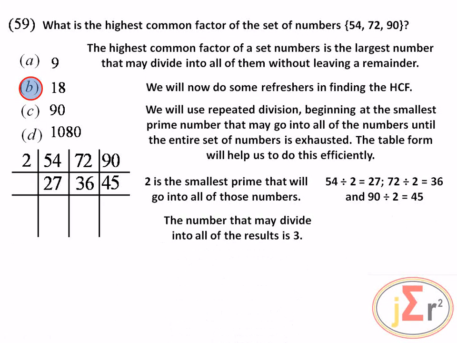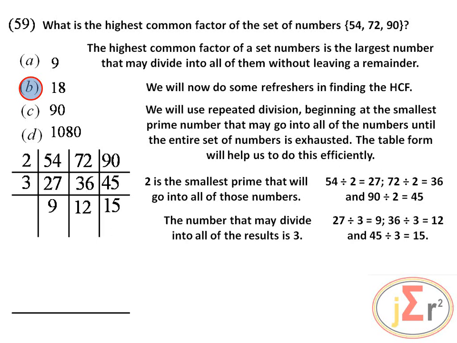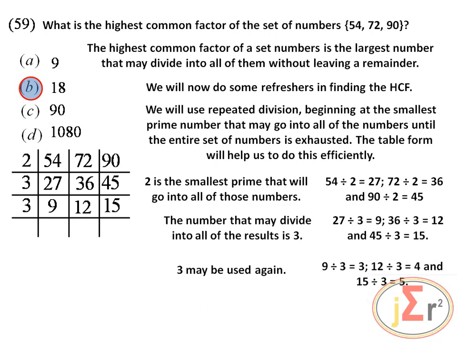The number that may divide into all of the results is 3. We may divide each one of these again by 3. Since 3 can go into all of them, we use 3. 3 into 27 is 9, and 3 into 36 is 12, and 3 into 45 is 15. Three may be used again. Three into 9 is 3. 3 into 12 is 4. 3 into 15 is 5.